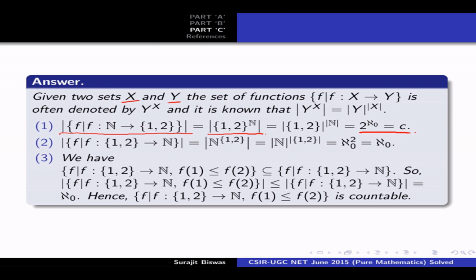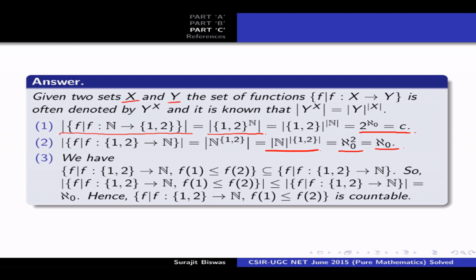Option 2: we have the collection of all functions from the set {1, 2} to the natural numbers, and its cardinality is equal to N to the power {1, 2}, which can be written as the cardinality of N to the power cardinality of {1, 2}, that is aleph naught squared, and by using cardinal arithmetic, aleph naught squared equals aleph naught. So the set in option 2 is countable.